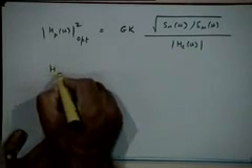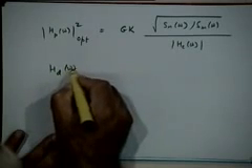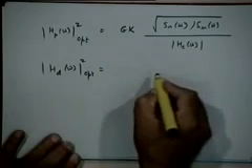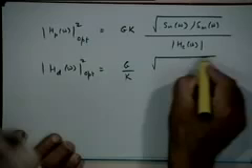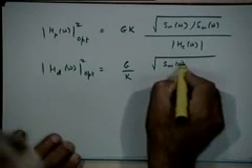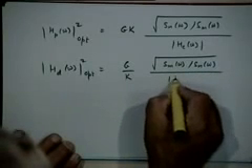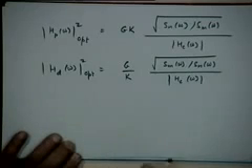Similarly, if you solve for H d omega, eliminate H p omega from these two equations, you can solve for H d omega, and that turns out to be G by k into S n omega upon S n omega upon mod of H c omega. All right.